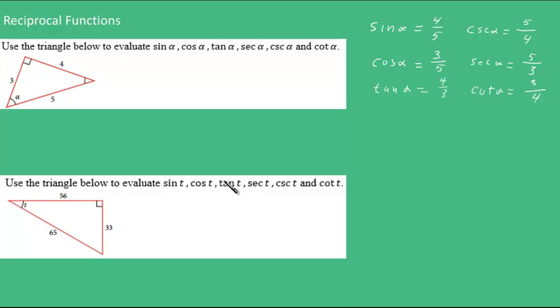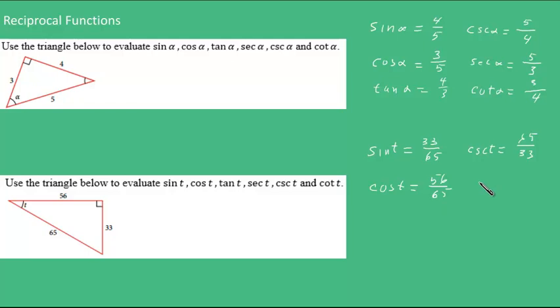Now let's look at this example here. We're to evaluate all these functions. So the sine of t is going to be equal to the opposite, which is 33, divided by the hypotenuse, which is 65. This means then that the cosecant of t is going to be 65, which is the hypotenuse, divided by the opposite, which is 33. Again, notice reciprocals. Cosine of t is the adjacent over the hypotenuse. So the adjacent is 56, and again the hypotenuse is 65.